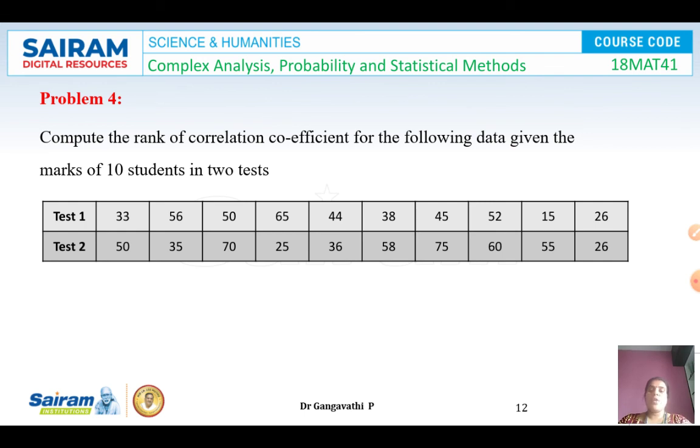So look at another problem. Compute the rank correlation coefficient for the following data. Given are the marks of 10 students in two tests. 10 students have obtained these marks in test 1, and the same 10 students have obtained marks in test 2 in this way. So again, it is not the rank, it is just the data.